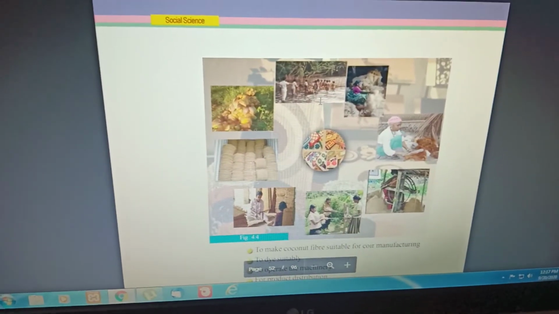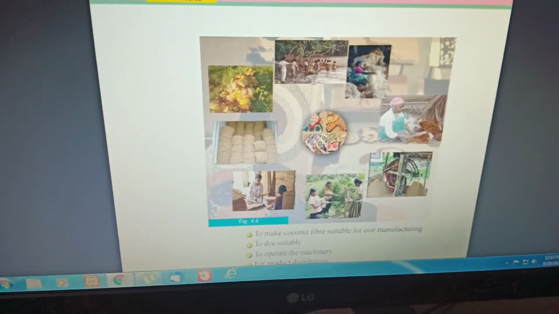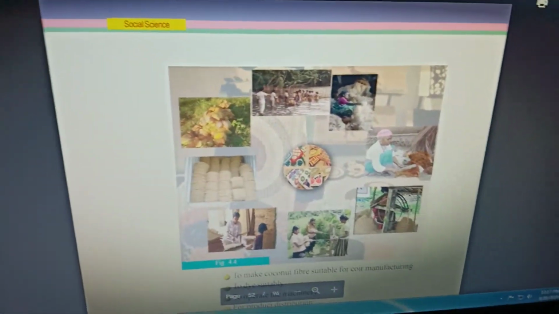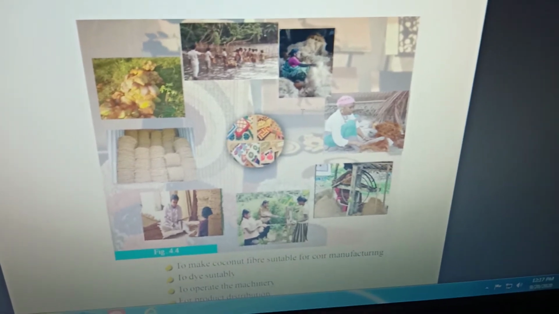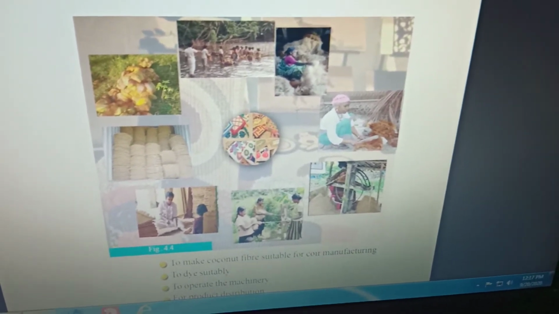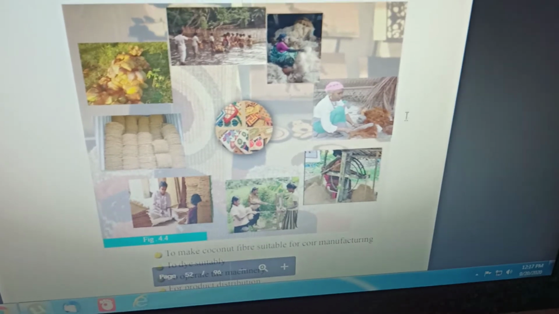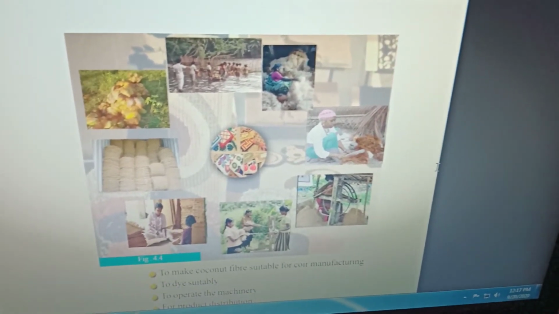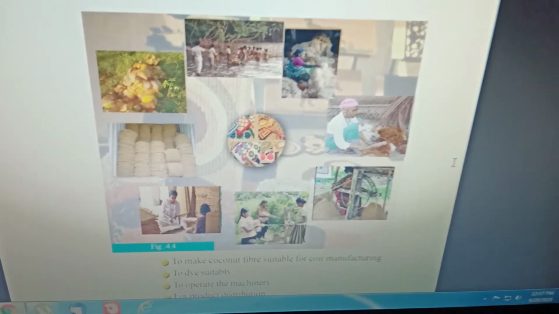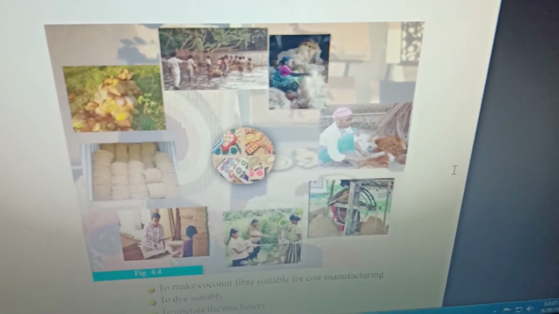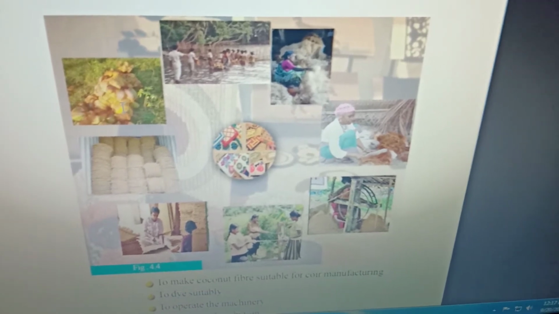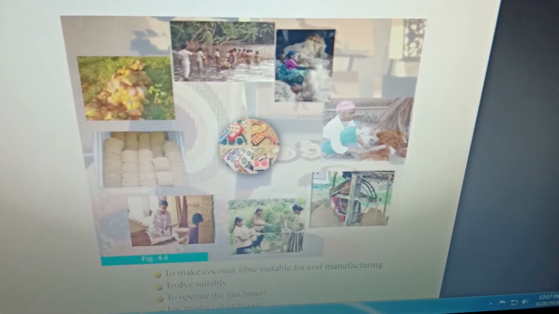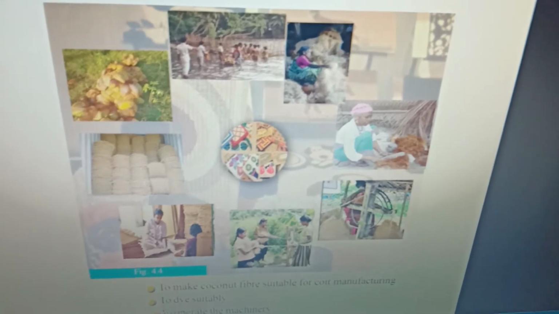These are all mechanized. Now this is a collage of how laborers use their manpower in a coir manufacturing industry. First of all, you can see coconut husks are collected. These are coconut husks, and people will collect coconut husk. Then husks are placed in water.